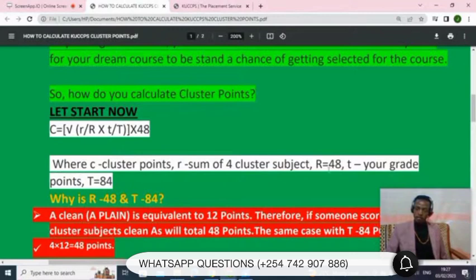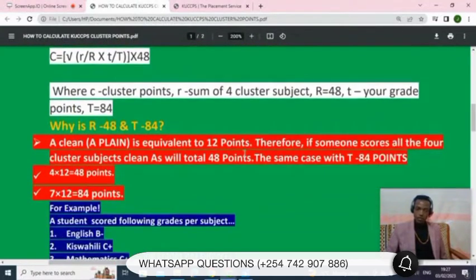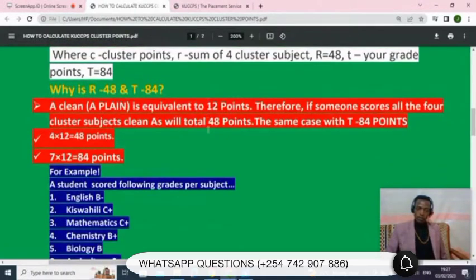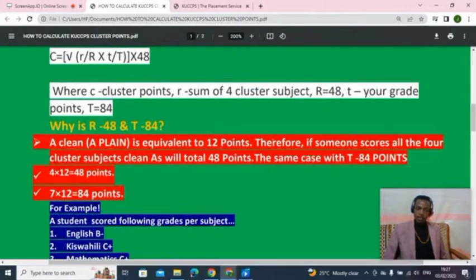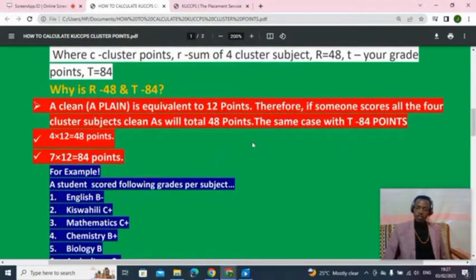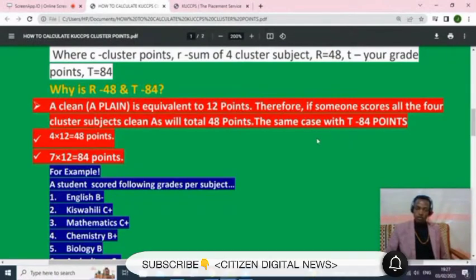Then we have capital R, that is 48, and small t, your grade, and capital T, that is 84. Why is capital R 48 and capital T 84? A clean A plain is equivalent to 12 points. Therefore, if someone scores clean A's in all the four cluster subjects, it will total 48 points. The same case with capital T, which is equivalent to 84 points.